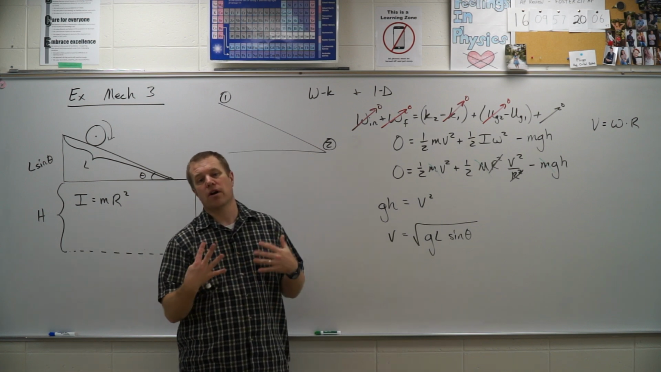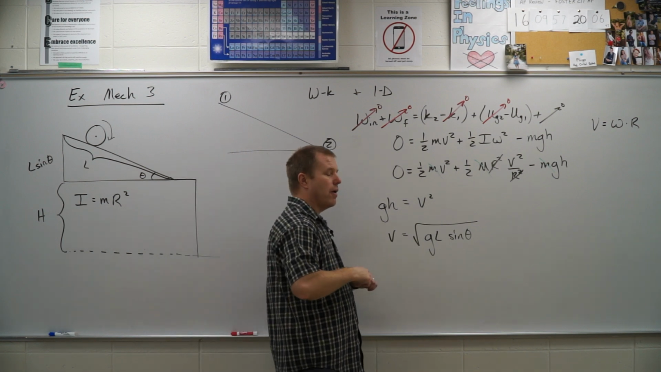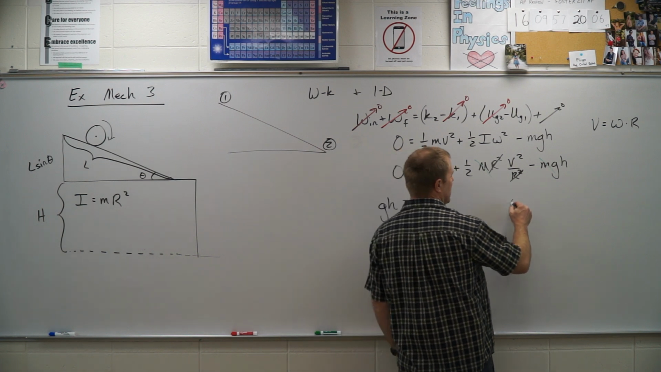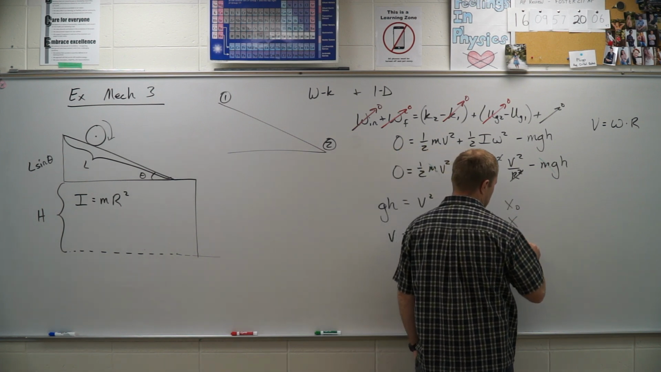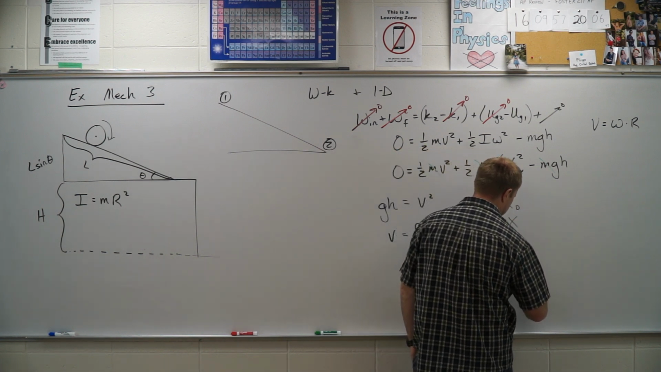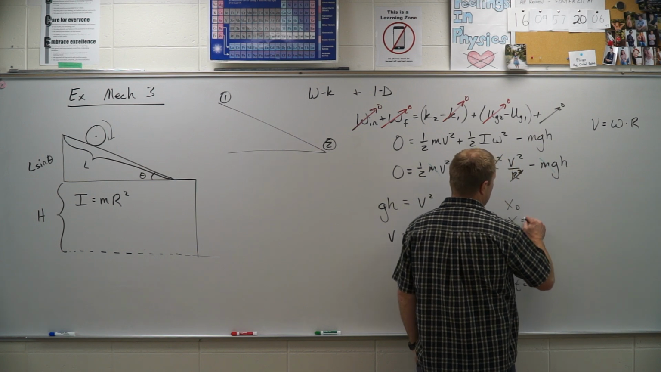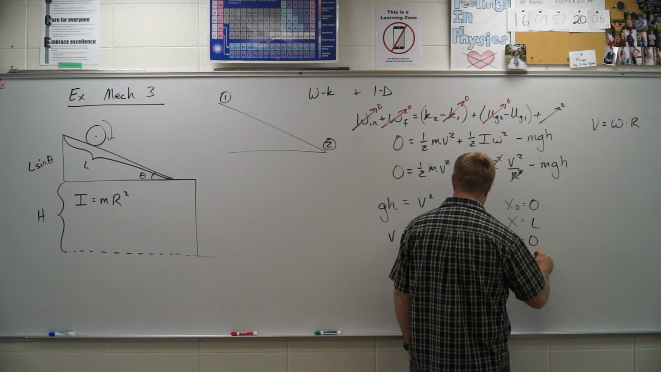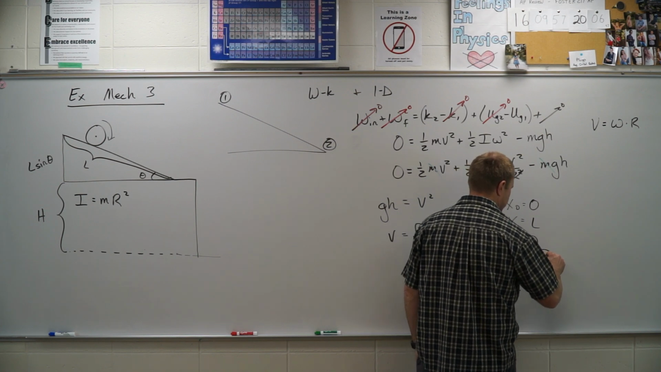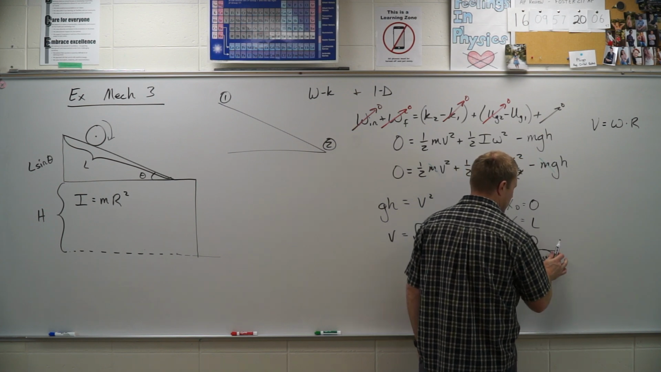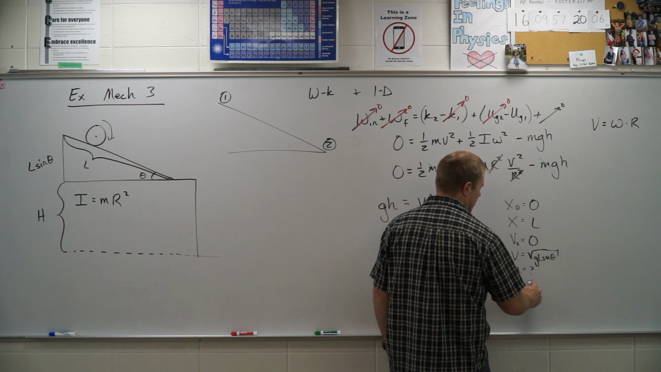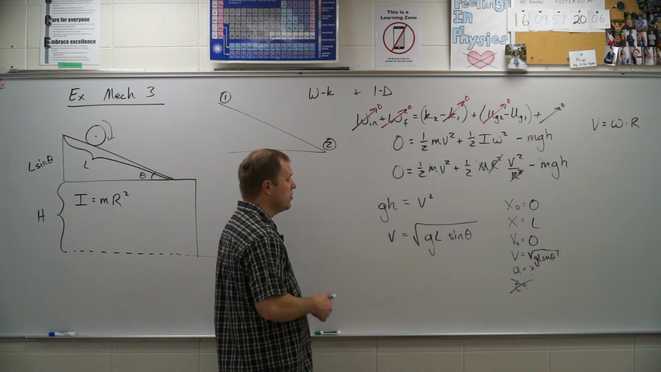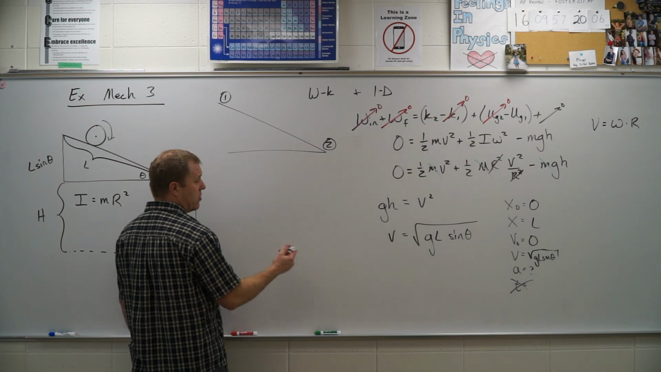Now I just need to work backwards through 1D motion to go ahead and find that acceleration. So x naught, x, v naught, v, a, and t. So we start at 0, we go to L. It starts at rest. It ends at the square root of g L sine theta. And I'm trying to find the acceleration. I don't care about time. So we're going to go ahead and use the third equation here.